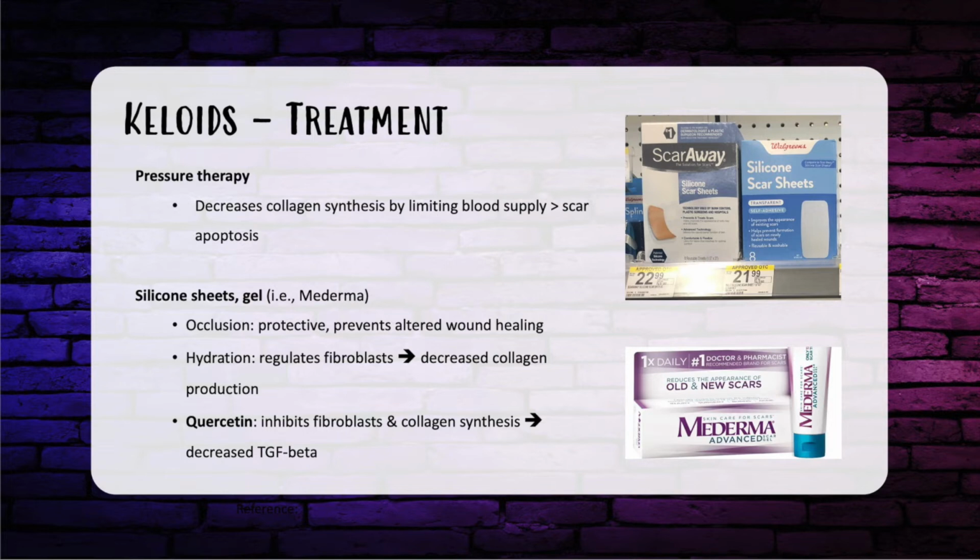But by occluding this as well, it increases hydration, which regulates the fibroblast production, and it reduces the collagen production. Mederma is also known as onion extract. The active ingredient is allium cepa, which is a derivative of quercetin. This is a bioflavonoid that inhibits fibroblast proliferation and collagen synthesis. Thus, it inhibits the pathway that leads to the expression of TGF-beta.